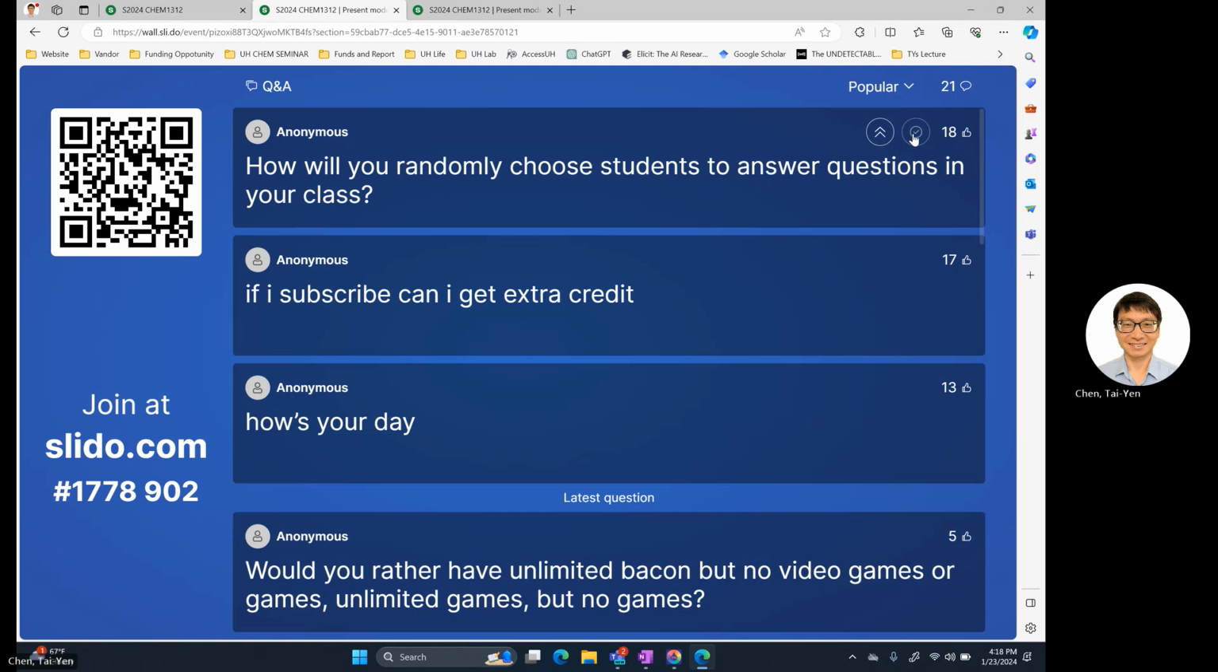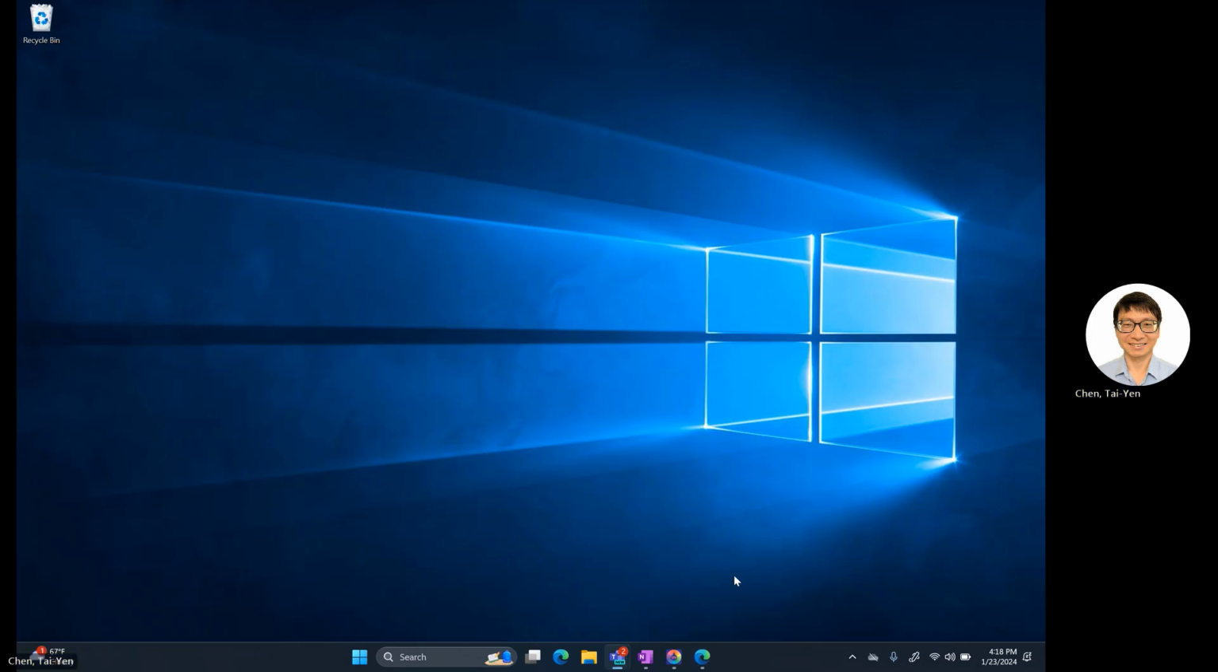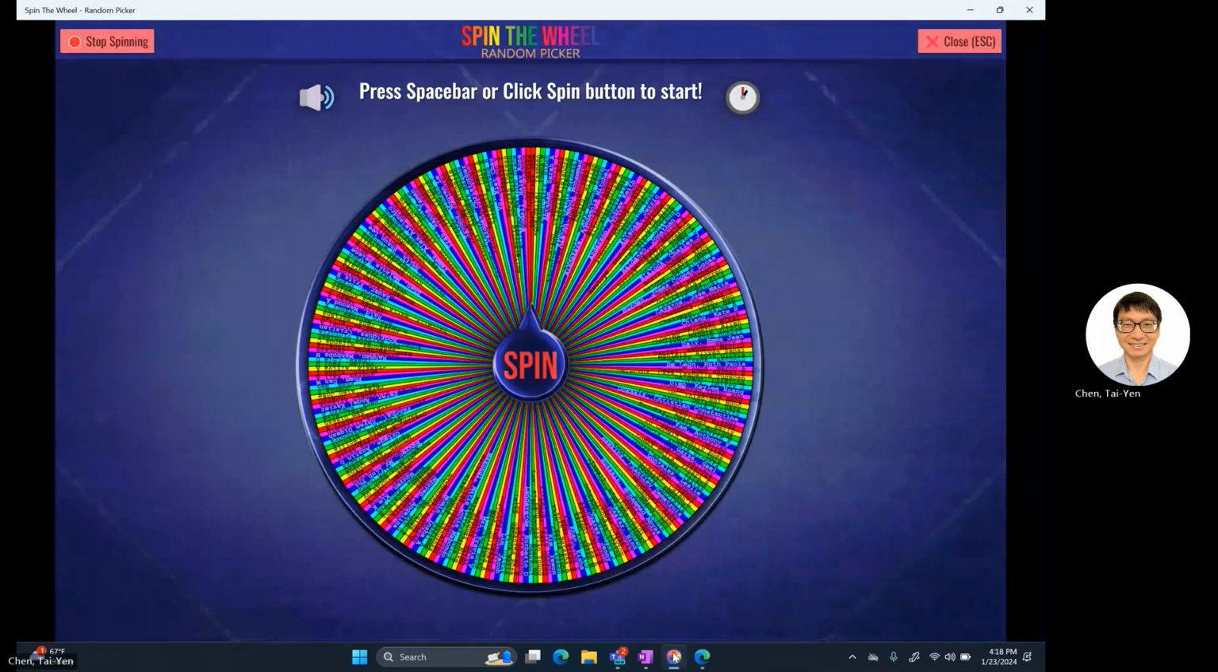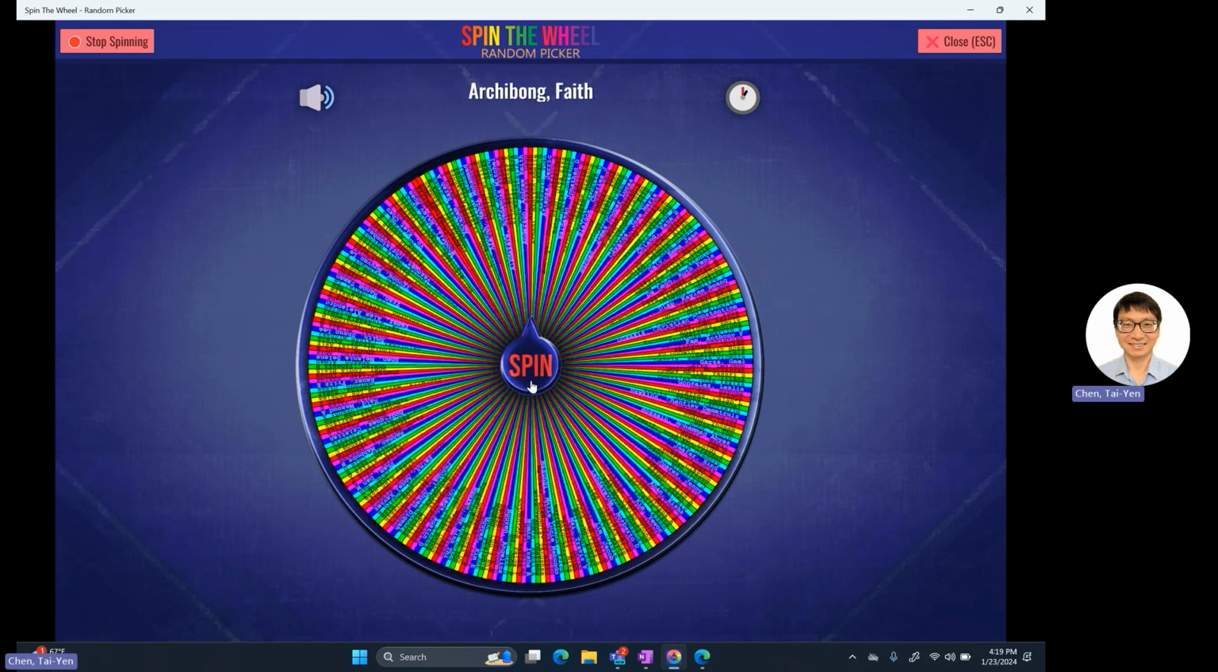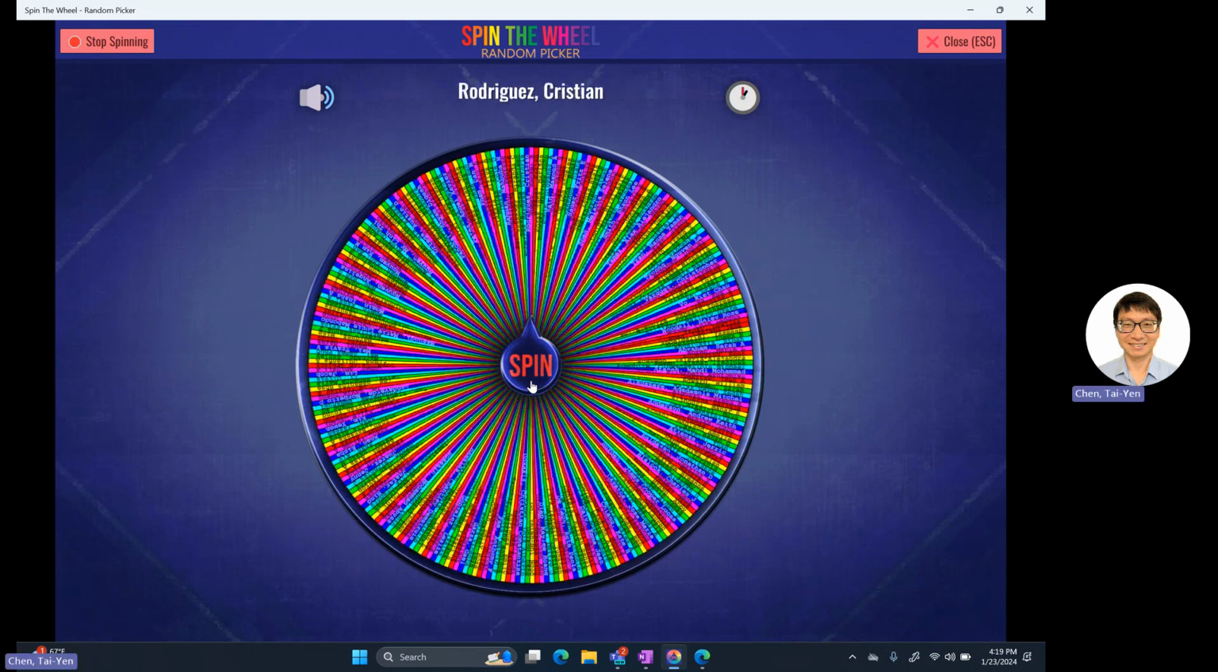So let's see how we pick the students, and I'll show you my amazing tool. The things will go something like that. I just click spin, and it's going to circle around for about 10 seconds. So you can see the net over there.